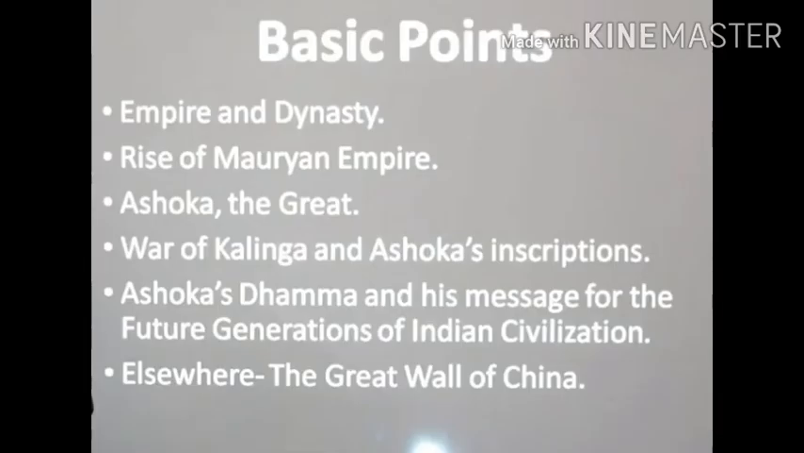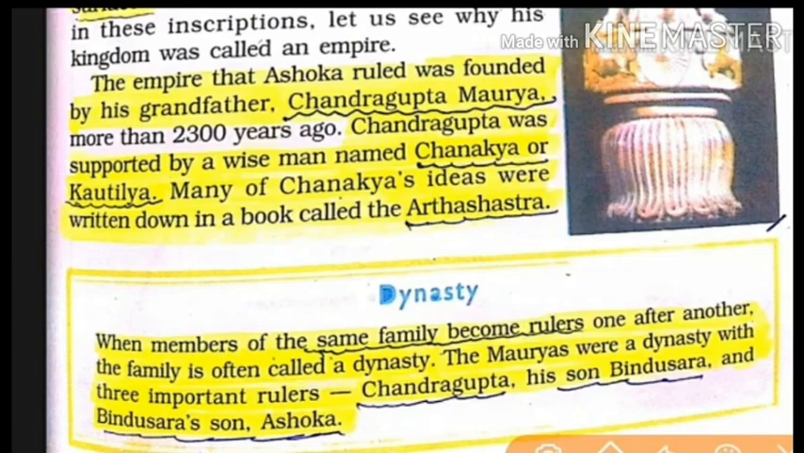The main points that will be discussed in this chapter are: what is the difference between empire and dynasty? The rise of the Mauryan Empire. We'll talk about Ashoka the Great. We'll talk about the War of Kalinga and how it affected King Ashoka. We'll talk about Ashoka's Dhamma and his message for the future generation. At the end of the chapter, we'll be talking about the Great Wall of China.